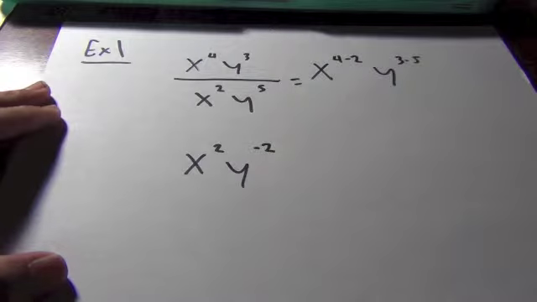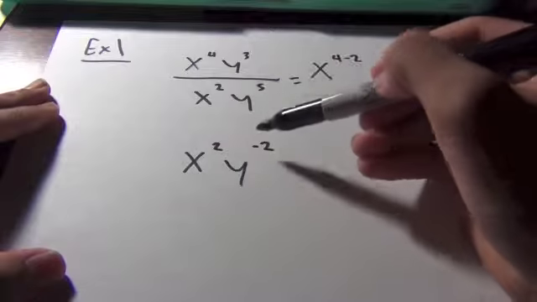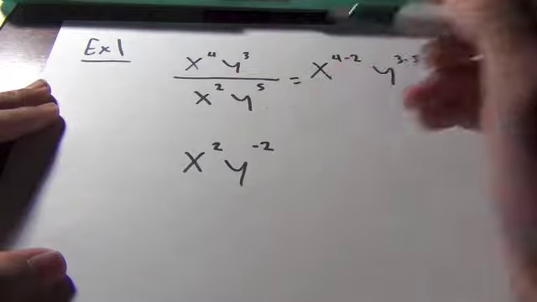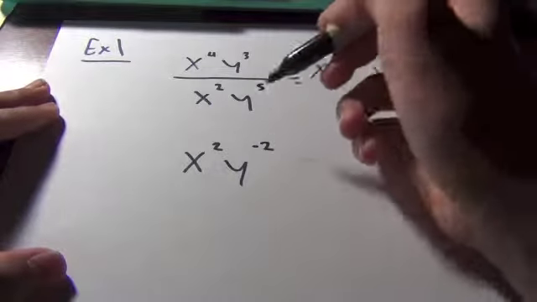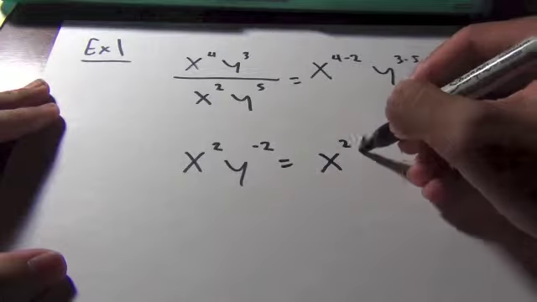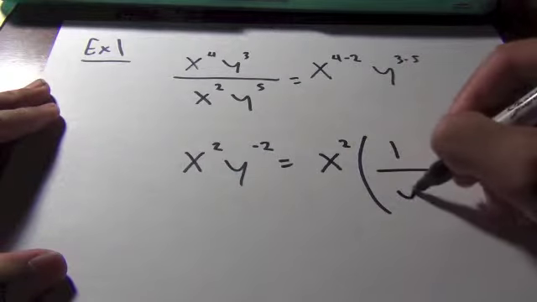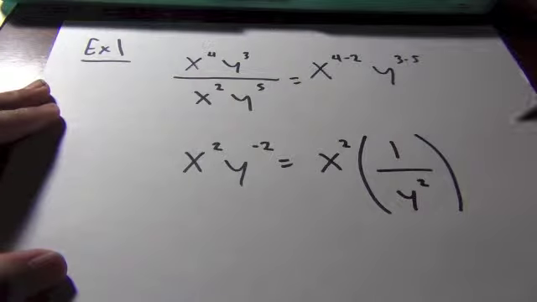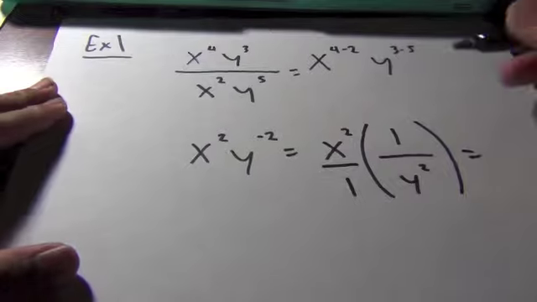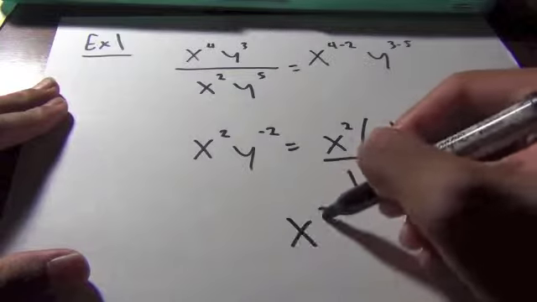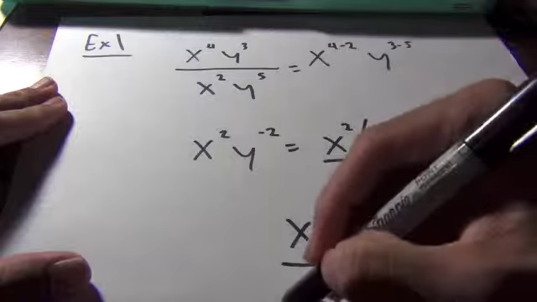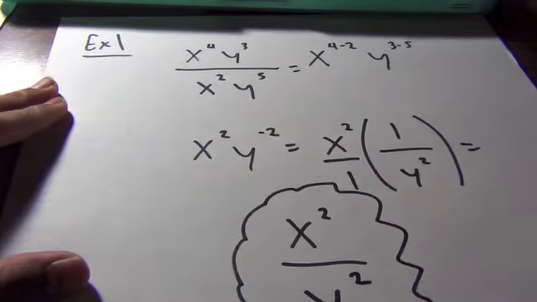This isn't simplified yet because I have a negative exponent here, so I can simplify this more using the negative exponent property. So I'm going to simplify this to x squared times 1 over y squared. To simplify this even more, I can put this over 1, multiply the two together, and I get x squared over y squared. And that's my final answer.